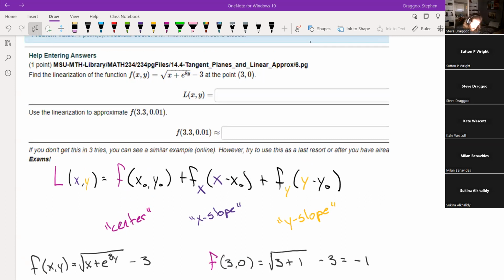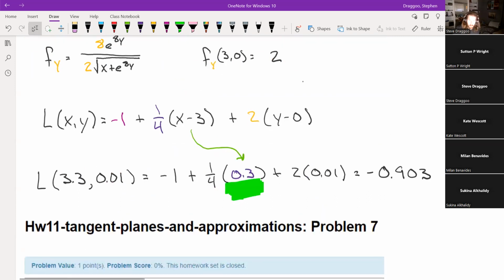All right, and I'm hearing I got my number wrong. Negative 0.905 instead of 0.903. Does that make sense? I'm going to trust the chat. That probably works out for me.